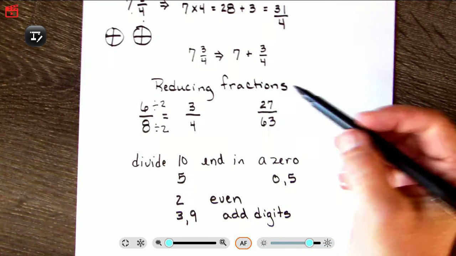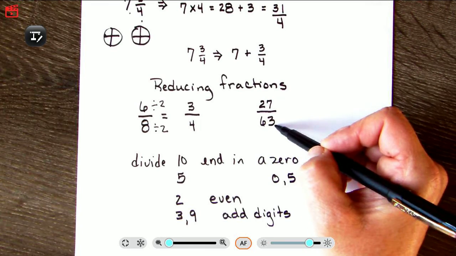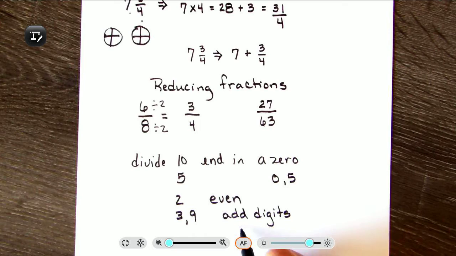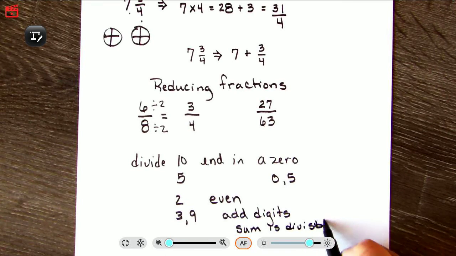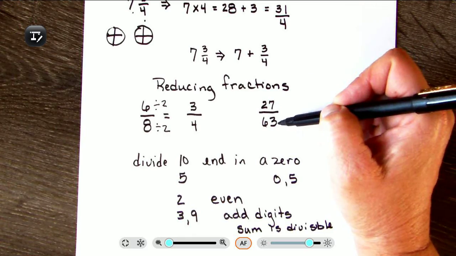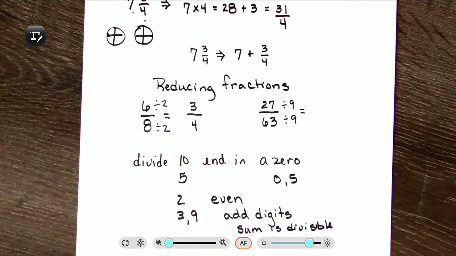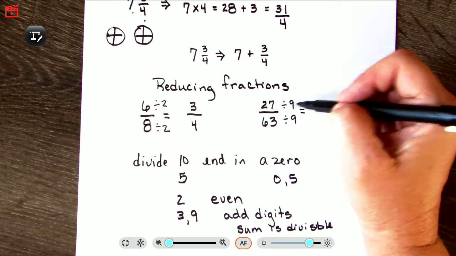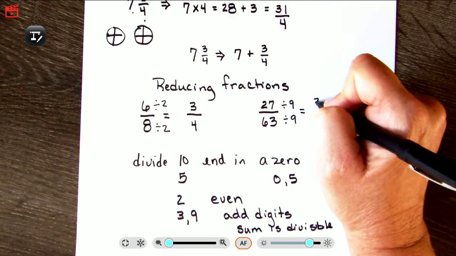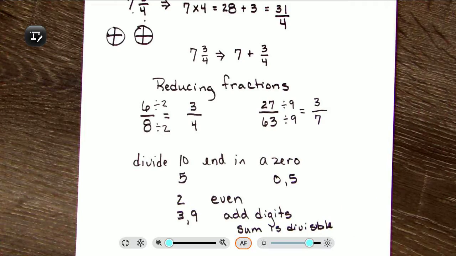Okay, so I'm going to add my 2 and my 7. That gives me 9. Take my 6 and my 3. That also gives me 9. If that sum is divisible by either the 3 or the 9, the original number was. So since this was 9 and this was 9, that tells me that I have a 9 in both of these. Okay, so I can take 27 divided by 9, and that is 3. 63 divided by 9 is 7.